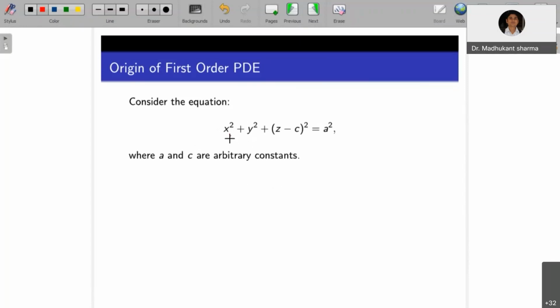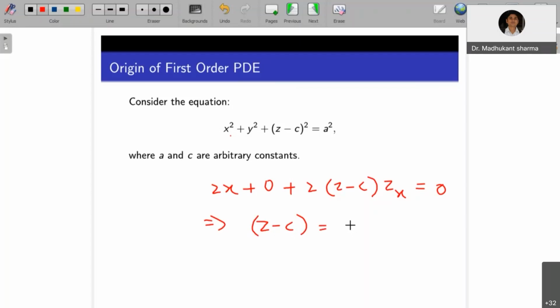Now, differentiating partially with respect to x, if we apply the chain rule, it leads to 2x plus 0 plus 2 times (z minus c) times zx equals 0. So this implies z minus c is equal to minus x by p. So when you differentiate partially with respect to x, you have got this.